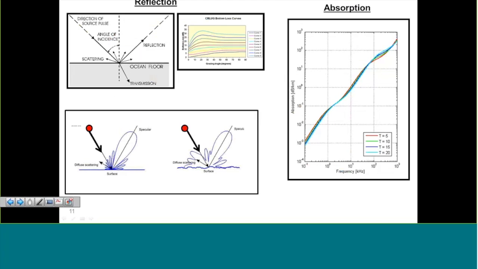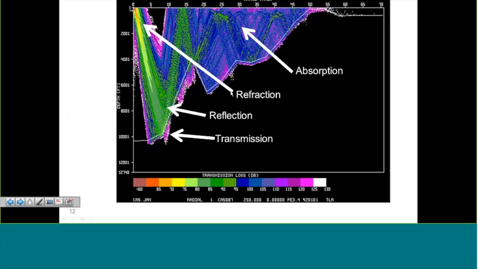Also, we've ignored the fact that as sound propagates through the water, some of its energy is lost. It's absorbed by the water itself, or scattered by things in it, like little air bubbles or little fish or any number of other things. But the water itself actually absorbs some of the energy. And so there is a frequency-dependent absorption of energy as it propagates through the water.